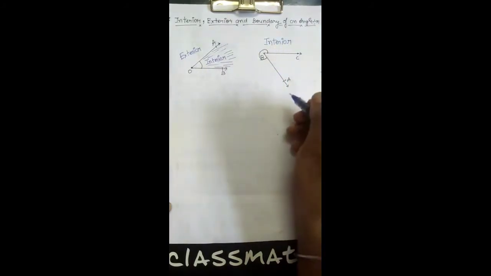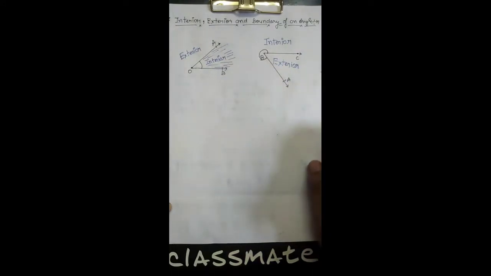But in the case of a reflex angle, as you can see, this part will become the interior part, and this one is known as exterior, just the opposite of the case of the acute angle. This is the interior part and this will be the exterior part, because this angle ranges from this side to this side. All this part is interior and this one is exterior.